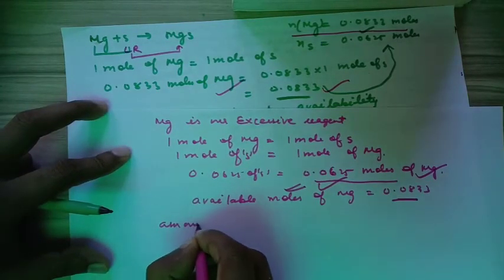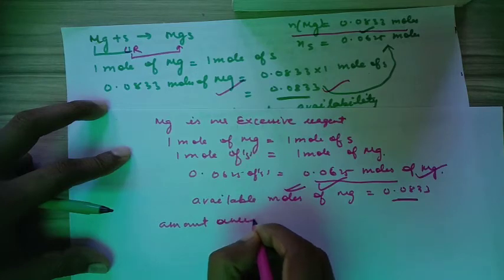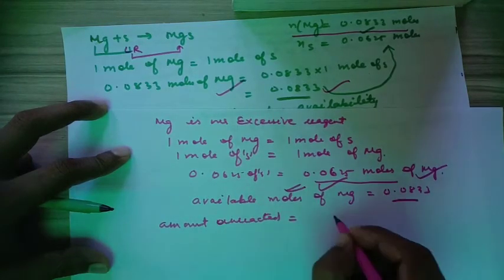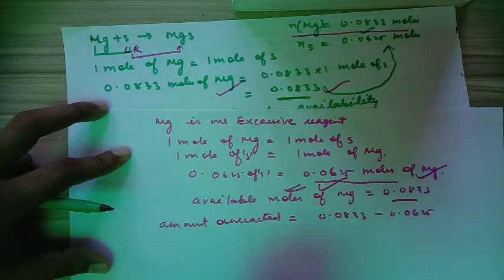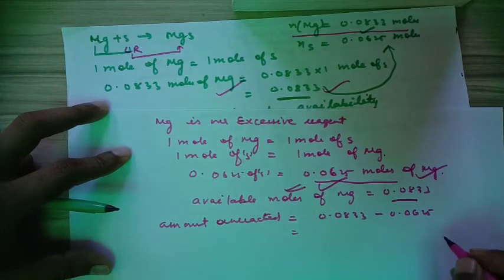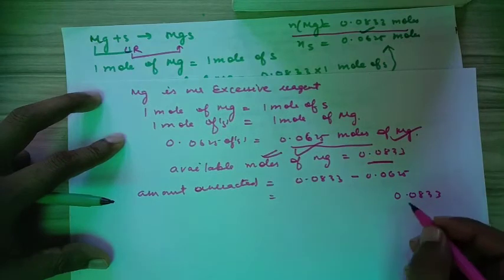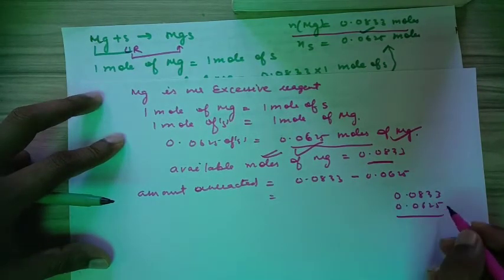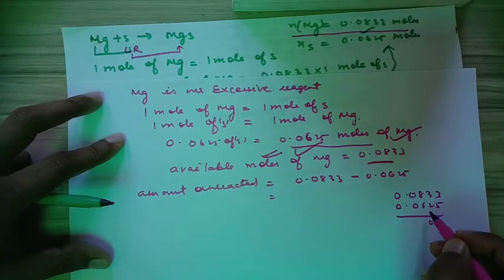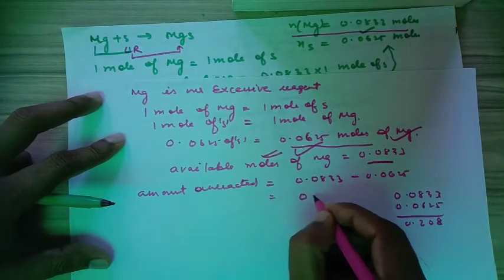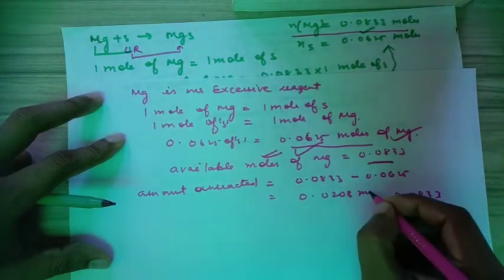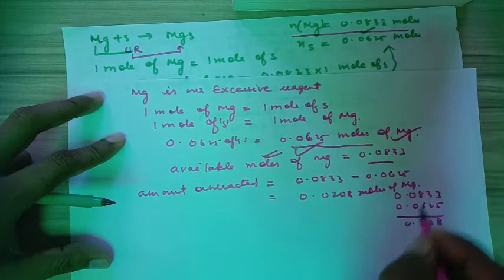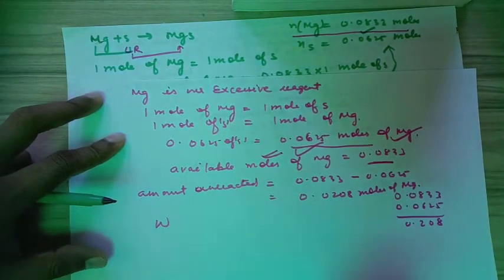So amount unreacted is 0.0833 moles minus 0.0625, and on solving we'll get, let's find the difference, that is 0.0833 minus 0.0625, that will be 0.0208. So these moles of Mg are obtained. So we have to find the amount in terms of grams.